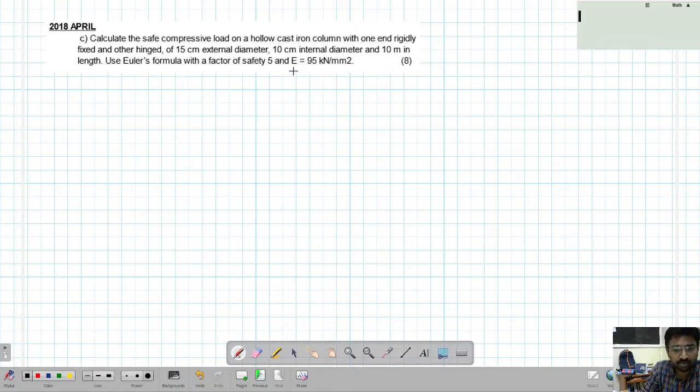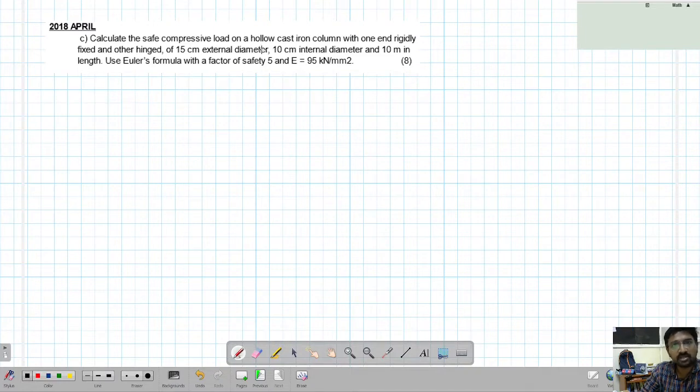Module 5 of MOS has three portions: stress transformation, torsion, and columns. This is from the column portion. It can be very easily solved with a simple equation. So I'll read the question first.